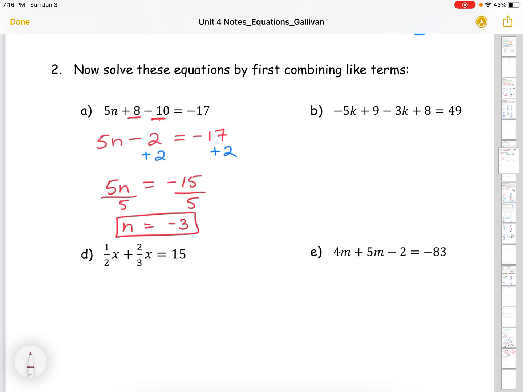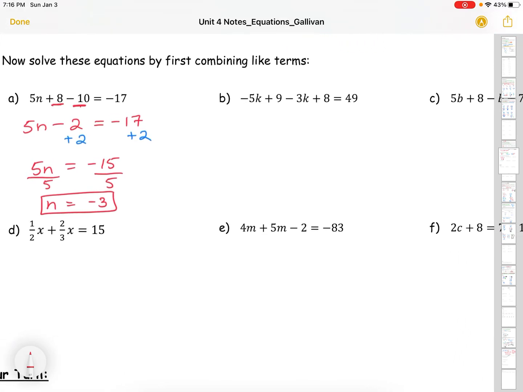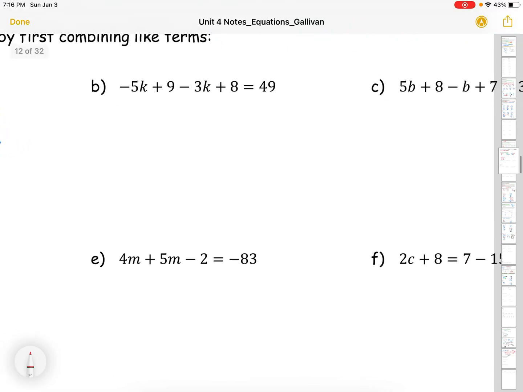Once you do your housekeeping, you're combining like terms, it's just a matter of solving the equation the way we've been doing all along. Okay? Let's do the next one.